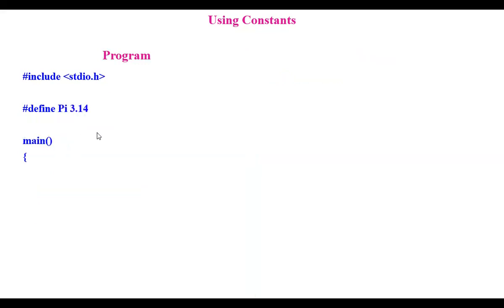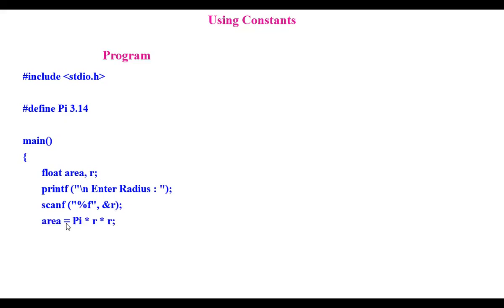Now, suppose I have defined a pi value here, 3.14. I want to calculate the area of a circle. So I'm taking this area and radius r as floats, right? They can have decimal places. It asks the user to enter the radius. Once you enter it, it is assigned to r.